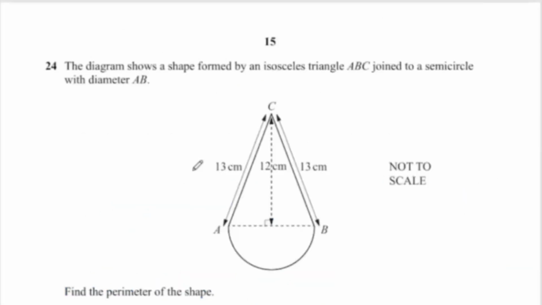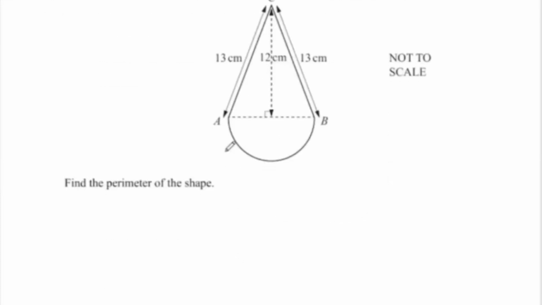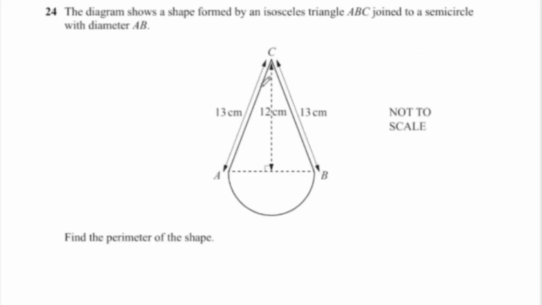Now let's go to question 24. I think this is the last question. The diagram shows a shape formed by an isosceles triangle ABC joined to a semicircle with diameter AB. Find the perimeter of the shape. Now to find the perimeter of the shape, we need to just get the distance around the shape. We already know this part, 13, 13. So we just need to get the circumference of this semicircle, add it up to these 2 sides, and we get our answer. Now, before we do that, we need to find the radius of this semicircle.